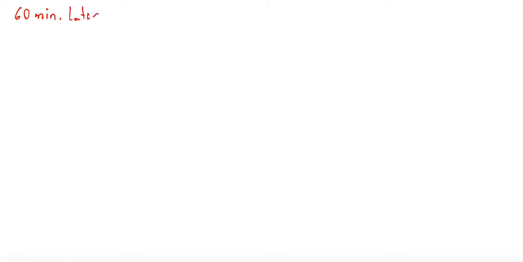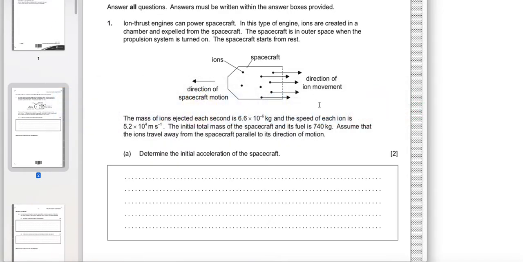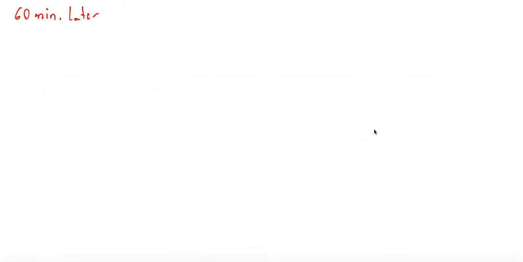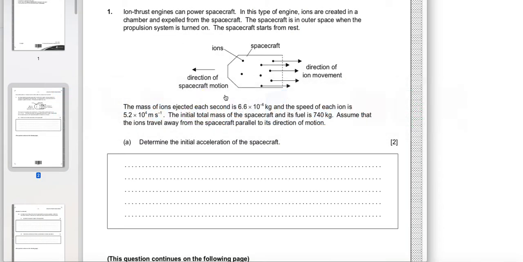Let's focus on the exercise. In exercise number 1, we have a thrust engine. The direction of spacecraft motion is to the right, and the direction of movement of the ions ejected is to the left. We have information about the mass of ions ejected in 1 second, their speed, and the total mass of the spacecraft, which includes fuel. First you have to find the acceleration of the spacecraft.